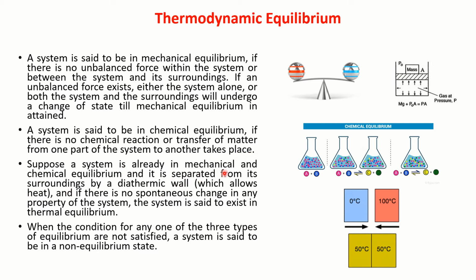Suppose the system is already in mechanical and chemical equilibrium and it is separated from its surroundings by a diathermic wall, which allows heat, and if there is no spontaneous change in any property of the system, it is said to exist in thermal equilibrium. When the condition for any one of the three types of equilibrium is not satisfied, a system is said to be in a non-equilibrium state.